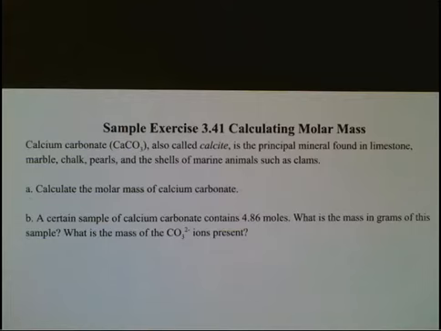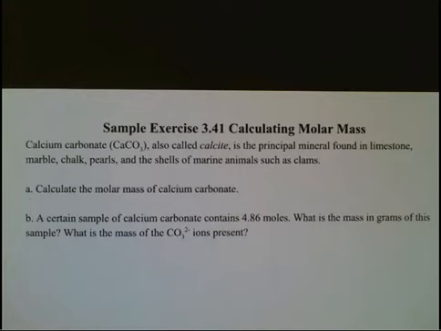All right, AP sample exercise 3.41, calculating molar mass. Calcium carbonate, which has the formula CaCO3, also called calcite, is the principal mineral found in limestone, marble, chalk, pearls, and the shells of marine animals such as clams. You have two tasks. Calculate the molar mass of calcium carbonate.